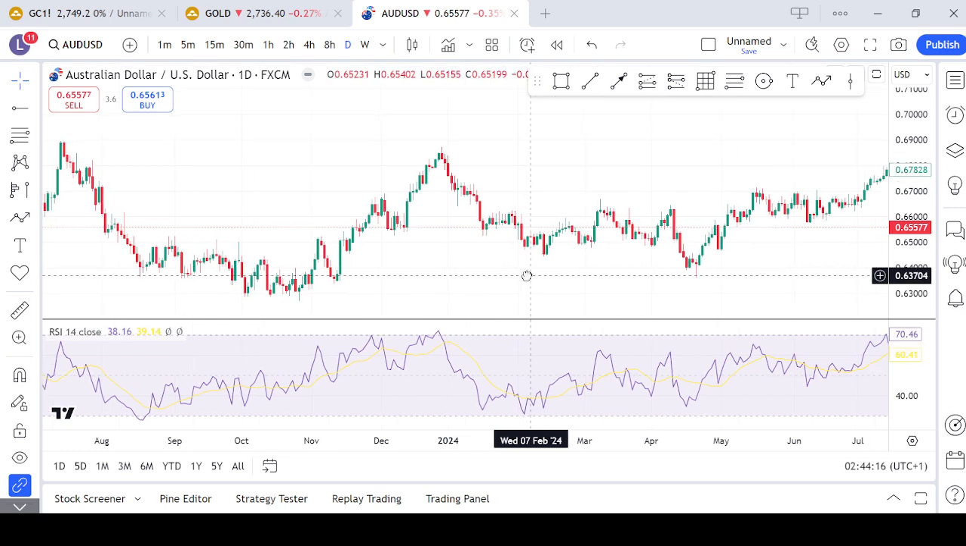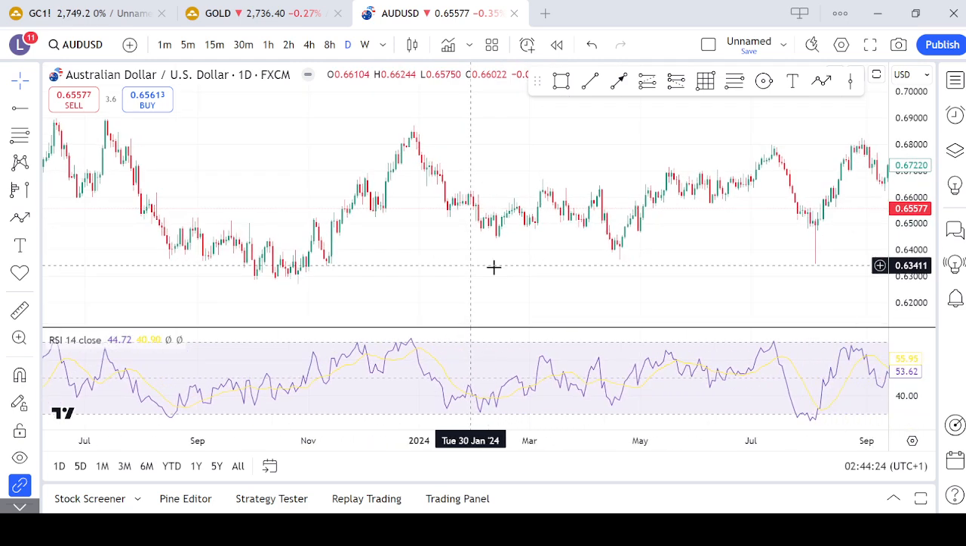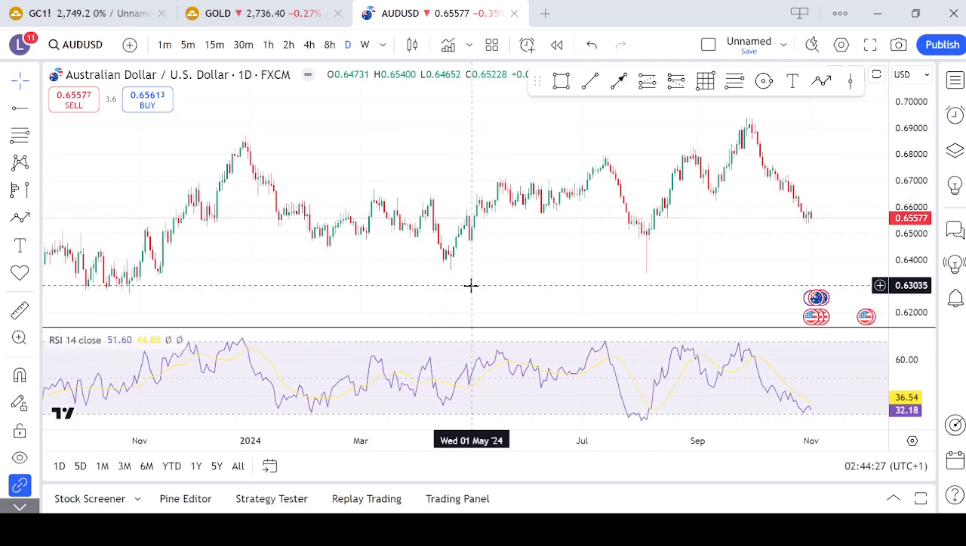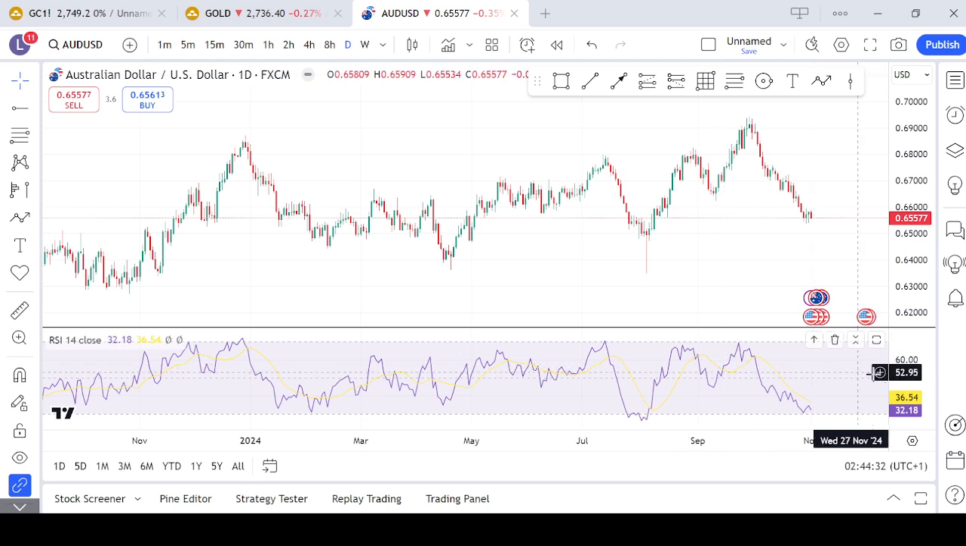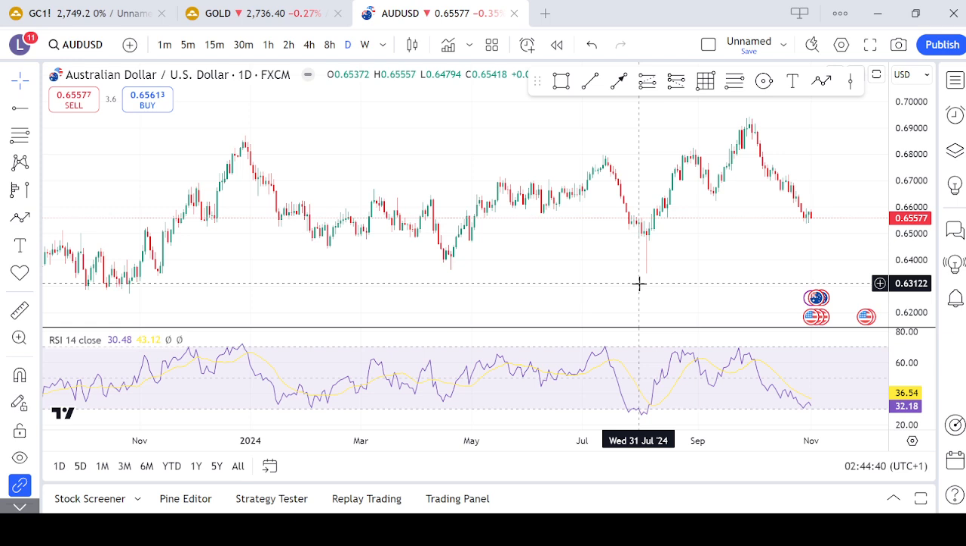This is the TradingView platform, and this is Australian dollar against the US dollar on the daily chart, the daily time frame. So here's how the RSI works. When the RSI is above 70, see this, it's above 70, it indicates that the asset may be overbought and a potential price reversal could occur. Conversely, when the RSI is below 30, it suggests that the asset may be oversold and a price bounce could be imminent.